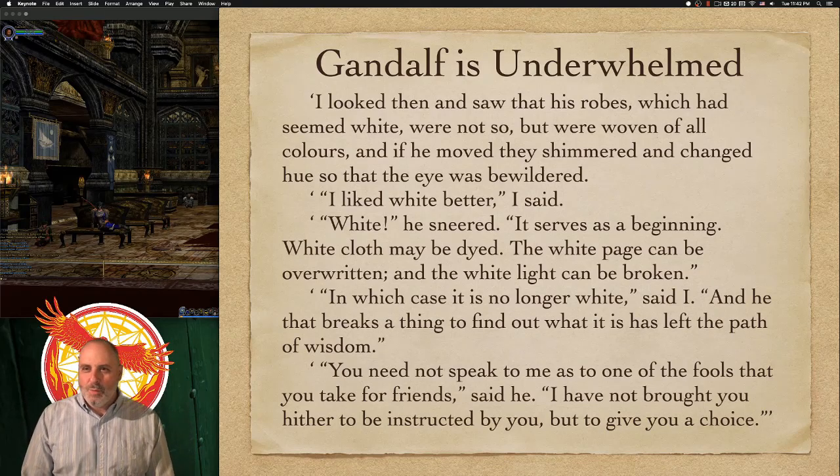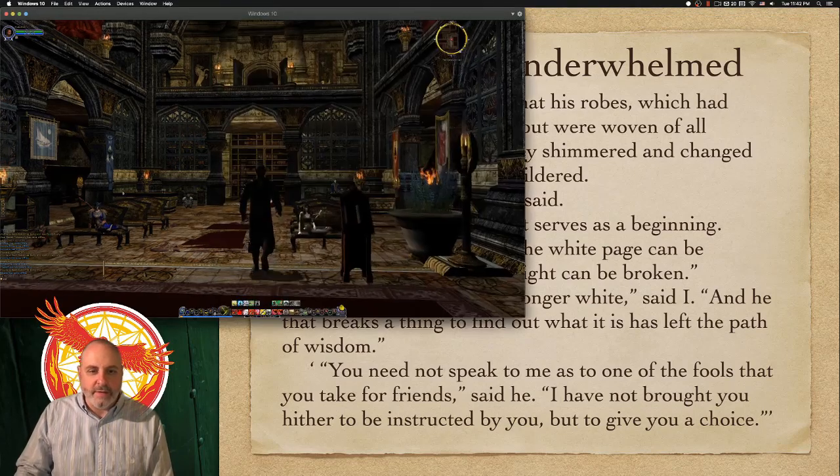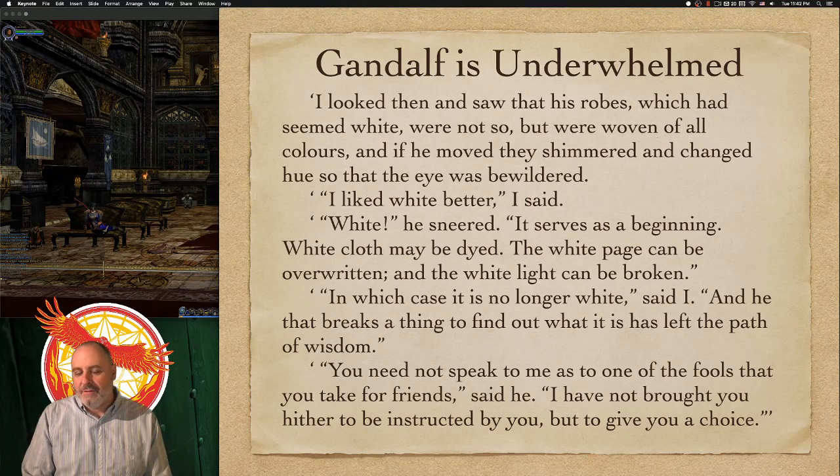Back to the wise and fool, the wisdom and foolishness again, right? Radagast the fool, Saruman the wise, right? Don't take me like a fool. Obviously, you might lecture fools all the time, right? I mean, you hang out in the Shire all the time, so I trust you do lecture fools all the time, right? Don't speak to me as to one of the fools that you take for friends.